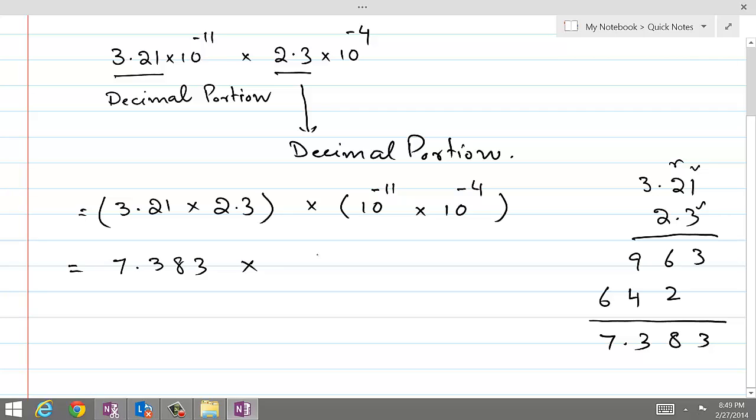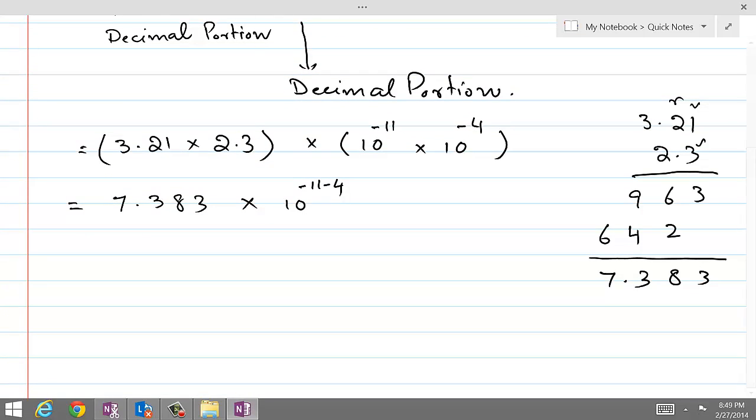So the answer for this is 7.383 times 10 raised to power. Now if we are multiplying two numbers with exponents, we know that if they have the same base, which is 10, then the exponents will be added. So this would be minus 11 and minus 4. So this would become 7.383 times 10 raised to power minus 15.